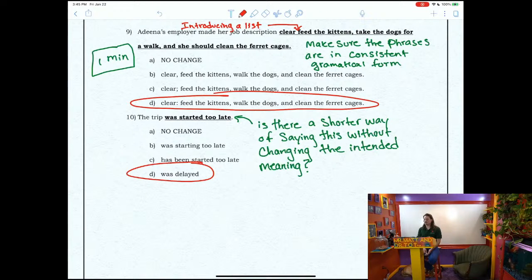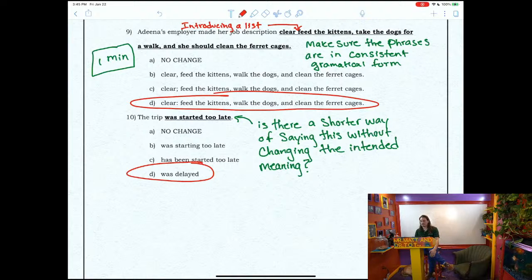Feed the kittens. If we diagram these phrases, feed the kittens, we have a verb, feed, an article, the, and kittens, a noun. So we have verb, article, noun. Take the dogs for a walk. Notice there you have a verb, article, noun, preposition, article, noun. That's not the same thing as verb, article, noun.